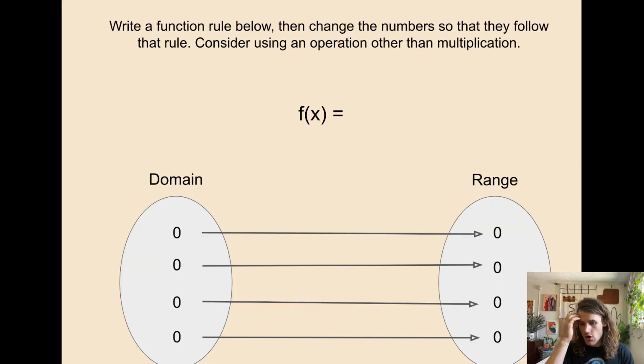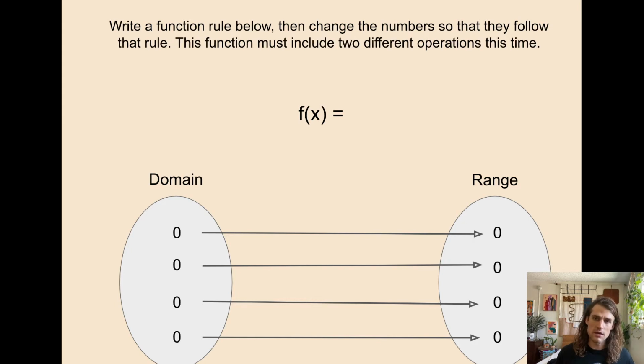Okay, so here we go, a little bit of time for you to practice. You're going to write your own function rule, and you're going to write it right here. Now I'm encouraging you to use an operation other than multiplication. We looked at that one, multiplying by 2, so maybe choose addition, subtraction, multiplication, division. Write a rule right here, and then give some domain and range values that illustrate the correct mapping.